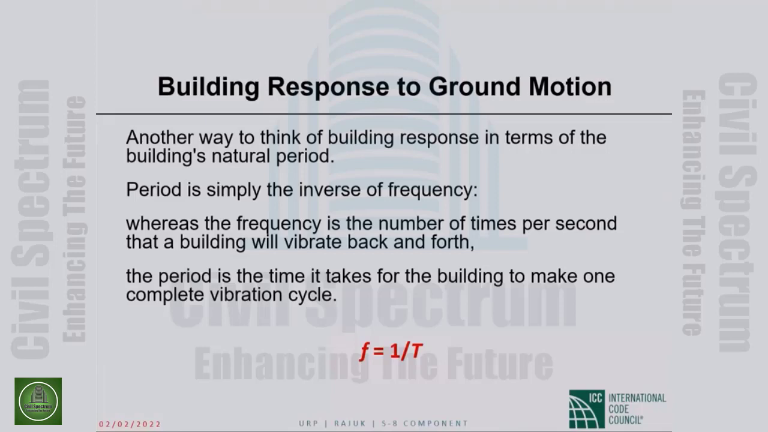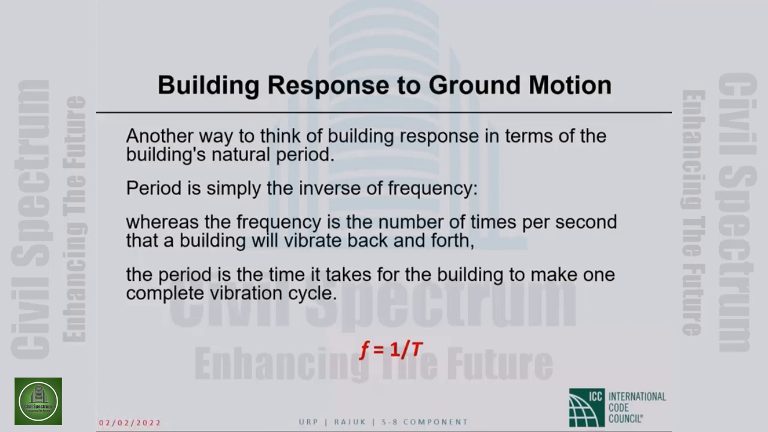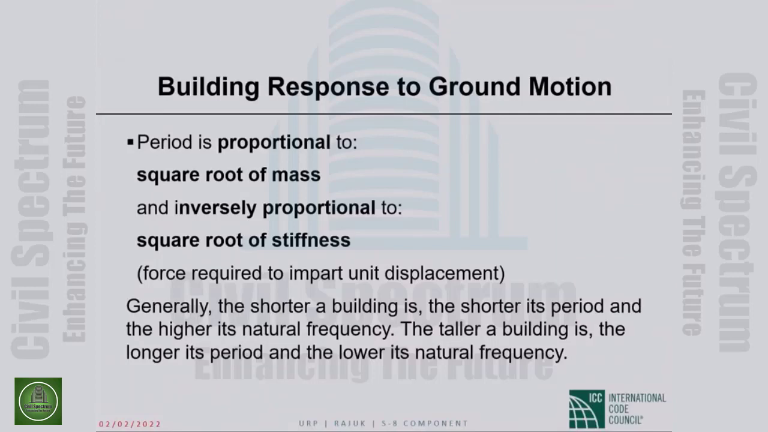So we discussed it yesterday. Period is the reciprocal of frequency, one over frequency. Period is simply the inverse of frequency. Whereas the frequency is the number of times per second that a building will vibrate back and forth, the period is the time it takes for the building to make one complete vibration cycle. So very importantly, F, the frequency, in wind it was called N, remember, but we used F, most engineers would use F. So F is equal to 1 over the period T.